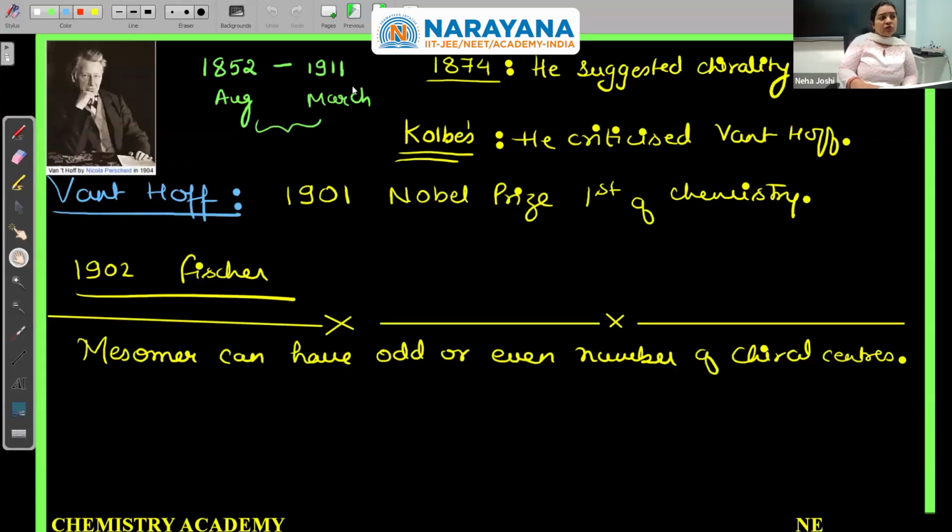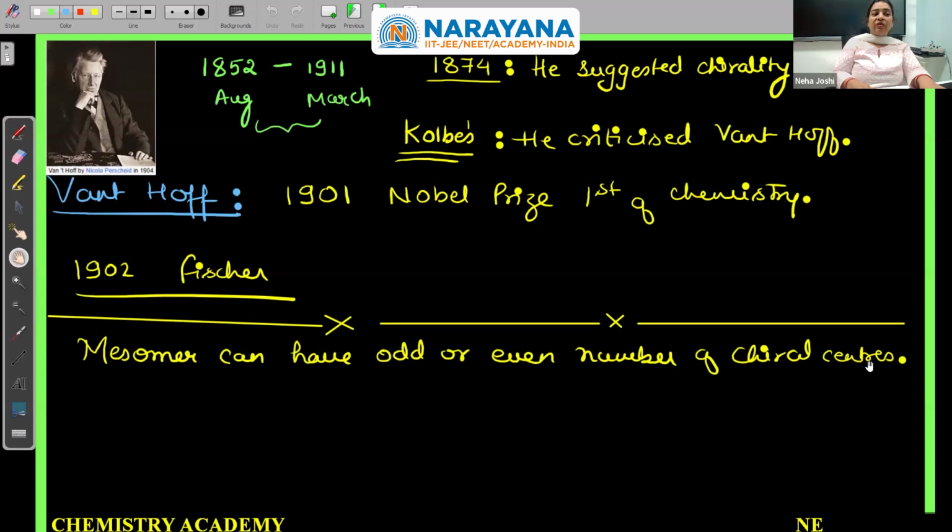Coming back to where we were. The first initial person who was telling this at a very early age was Van 't Hoff. Van 't Hoff was criticized badly by the senior chemists. Kolbe was a big name, Kolbe's electrolysis, Kolbe's reactions. He criticized Van 't Hoff, and there was an entire group of senior scientists. But he stuck to his thought. And in 1901, he was the first person to win the Nobel Prize in chemistry. And in 1902, the second was Fischer. So the initial two Nobel Prizes were for chirality, for optical isomerism.